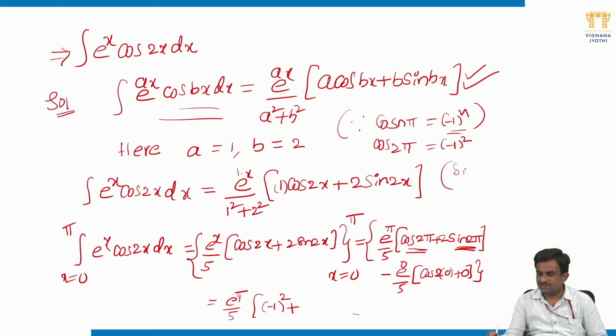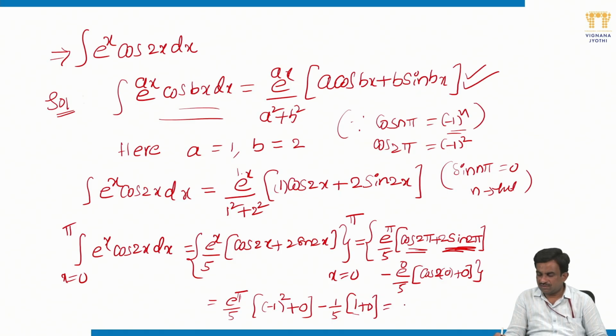Since sin n pi is 0 for n an integer, you can substitute 2 into sin 2 pi, and sin 2 pi is 0, therefore this term vanishes. Then minus of e power 0 is 1, by 5, cos 0, we know that it is 1, plus 0 like this.